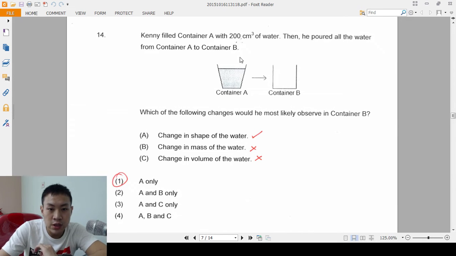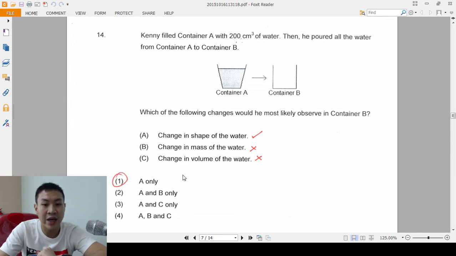Onwards to question 14. Which of the following changes would he observe when the water is poured into container B? You look at the shape, it is different. So change in the shape of the water, that's true. The mass and the volume remain the same. So my answer is option 1, A only.